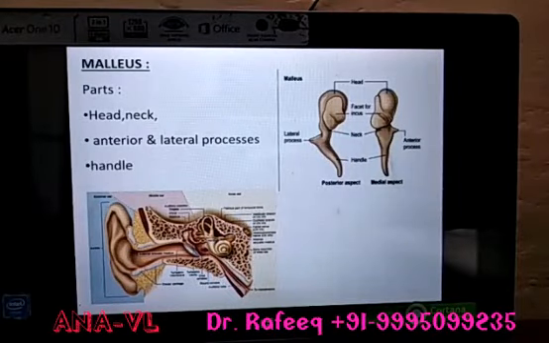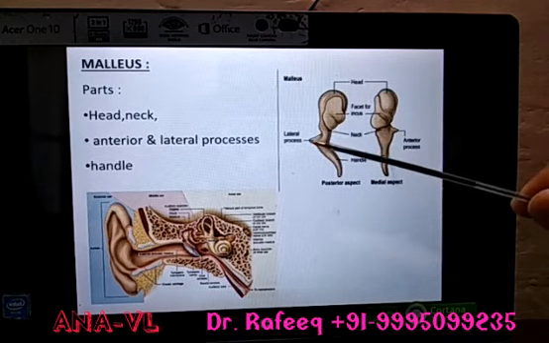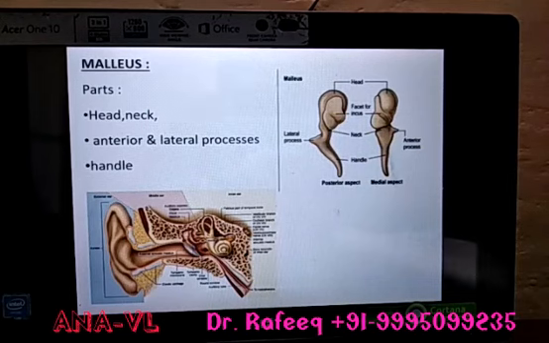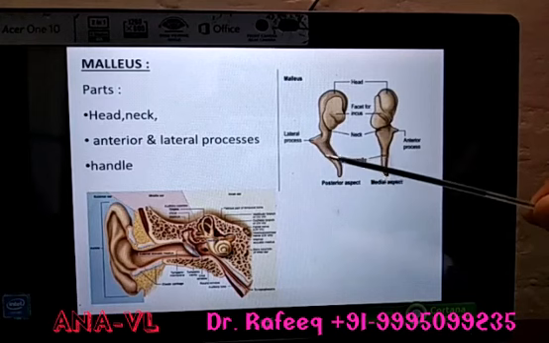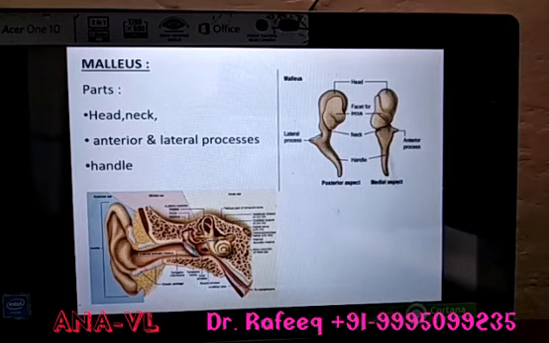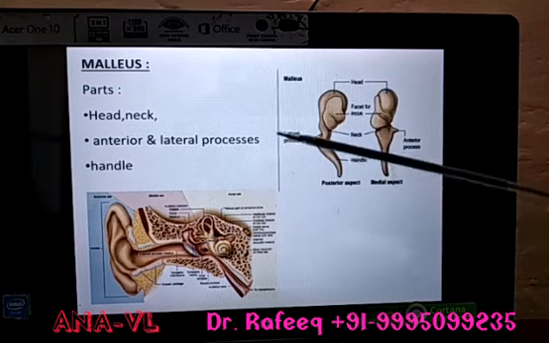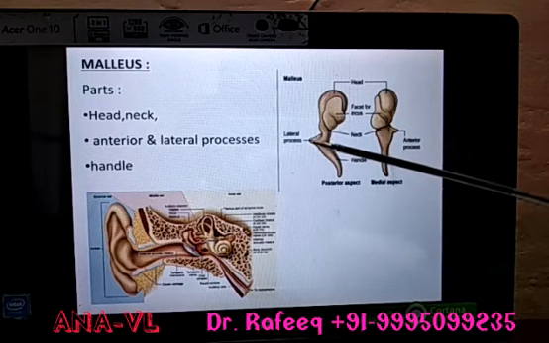Next, we will explain about the lateral process and anterior process. These are projections from the malleus. The lateral process projects from the upper end of the handle. So this is the handle. From the upper aspect of the handle, you can see a small process. This is called the lateral process. This will provide attachment to the malleolar folds. Malleolar folds in detail we will learn in the tympanic membrane. So these malleolar folds are attached to the lateral process.